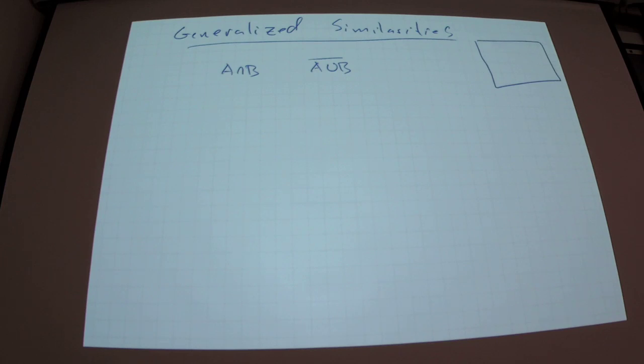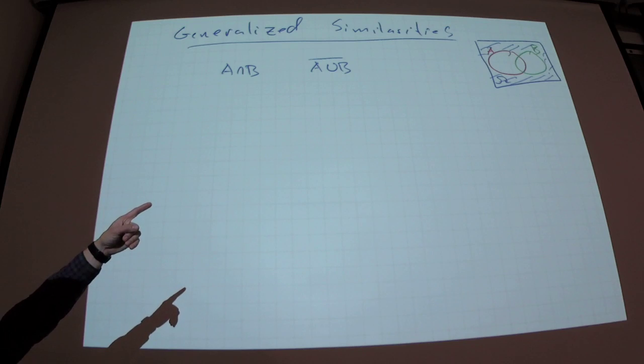So I'm going to have some overall domain, omega. I'm going to have, this is A. I'm going to have color B. Okay, so you have A and B. The intersection is in between. The union is both of those circles. And I take the complement of the union. Then the complement of the union here is all of this region out here. But I have to define this entire domain to do that.